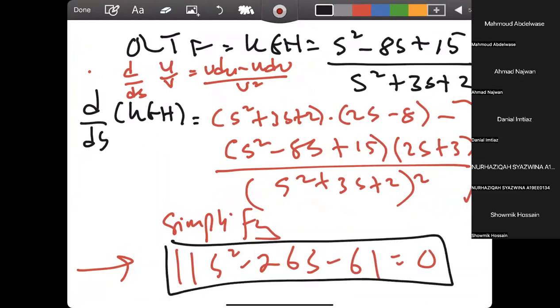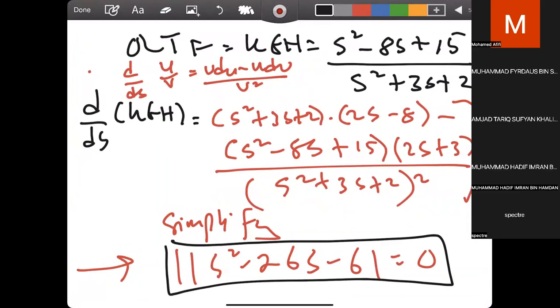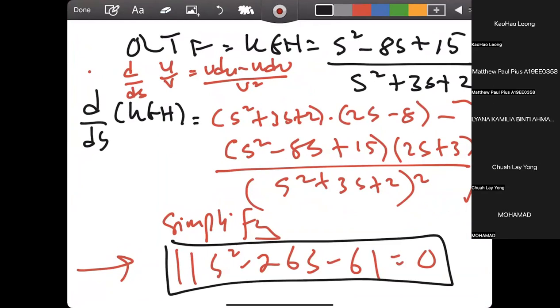So can you find the roots? Nur Hazika? Datang. Tak datang Chua? What is the roots for this? Chua? Tak datang. Yes, doctor. Jangan tidur, Chua. No. 11s square minus 26s minus 61.